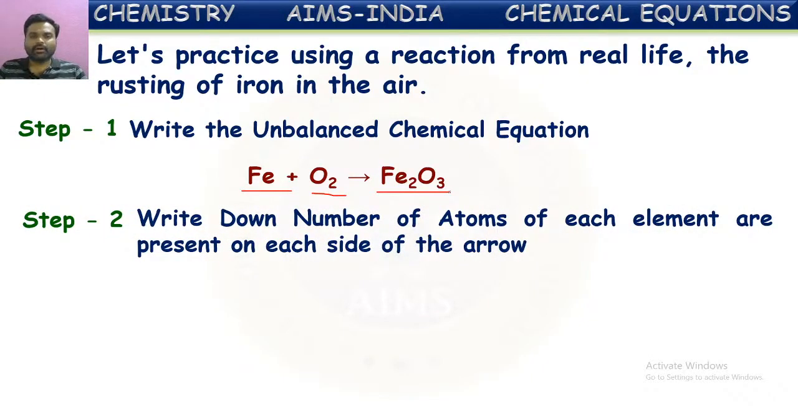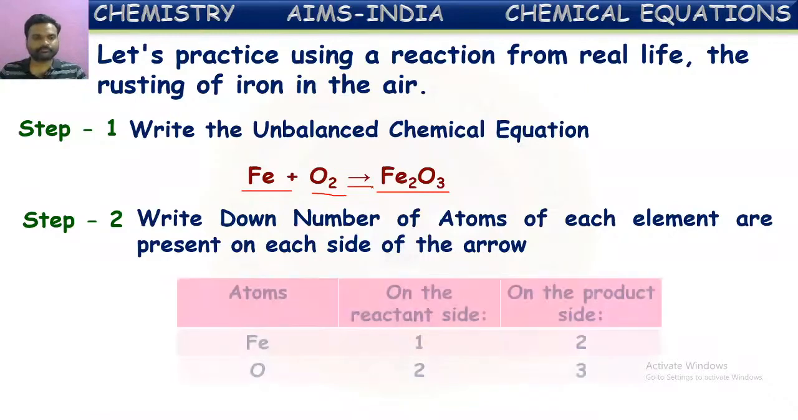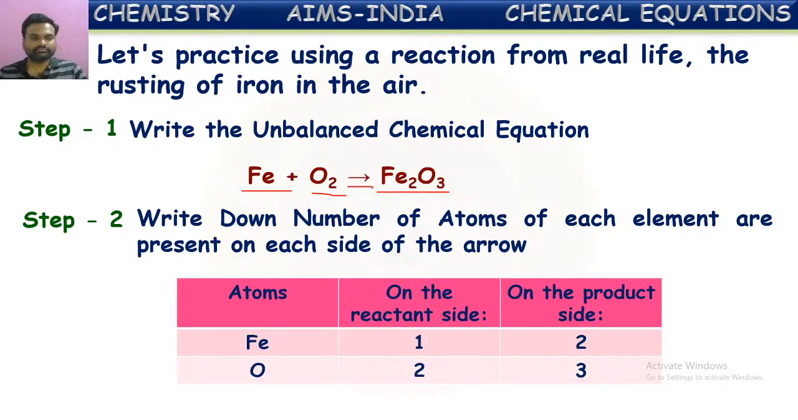Write down the number of atoms of each element present on each side of the arrow mark. The arrow mark is what separates reactants and products. So write the number of atoms of each and every element on both sides of this arrow mark. In this way you can write them. On the reactant side, the number of atoms of iron on the left hand side is 1. On the right hand side, in Fe2O3, there are 2 iron atoms.